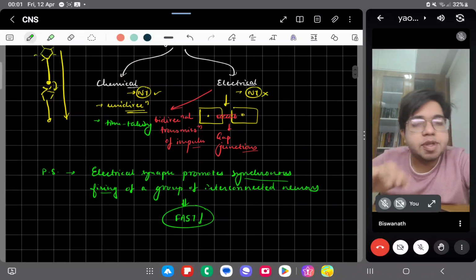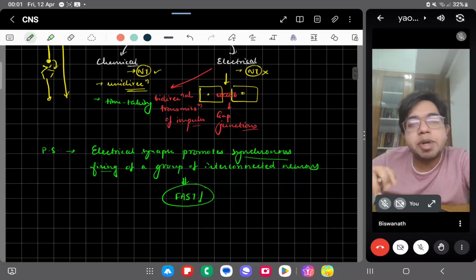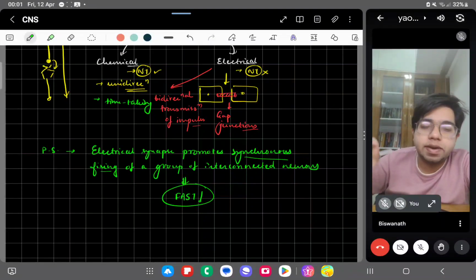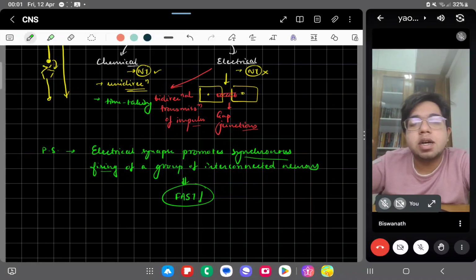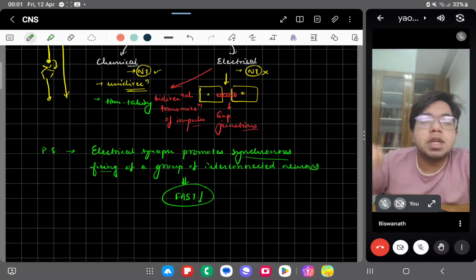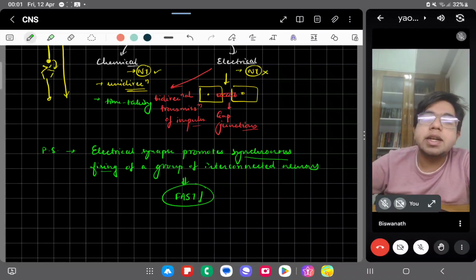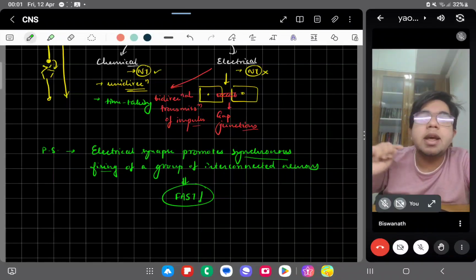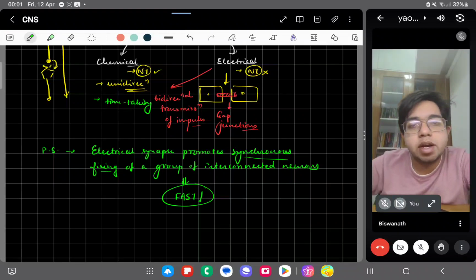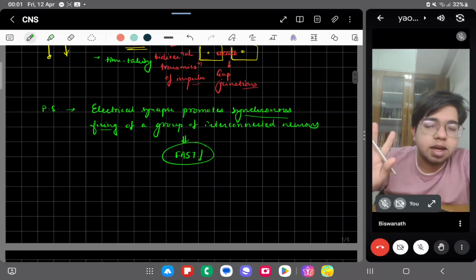So chemical synapse, you know about that. We have a presynaptic terminal. We have the neurotransmitter that is released from the presynaptic membrane. Fusion of the vesicle with the presynaptic membrane occurs, and the neurotransmitter is released. It acts on the postsynaptic membrane and excites, inhibits, or modifies. Right, three signals are there.